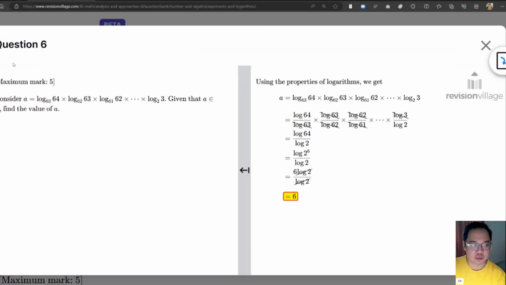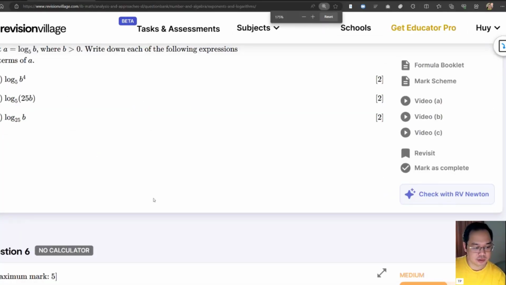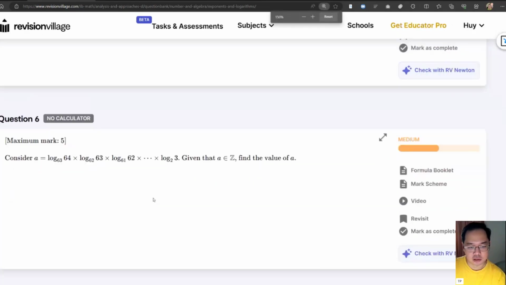Okay, moving on to the next one, question 7. Now we are on the medium level.